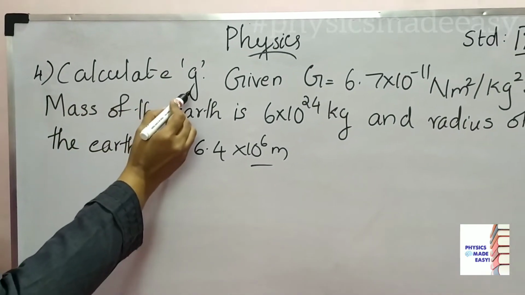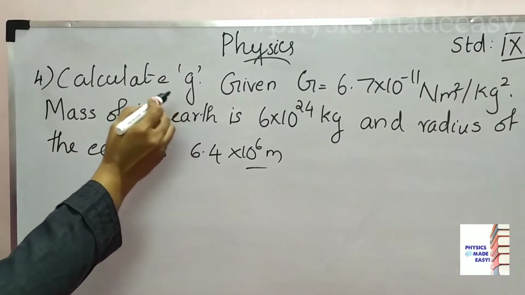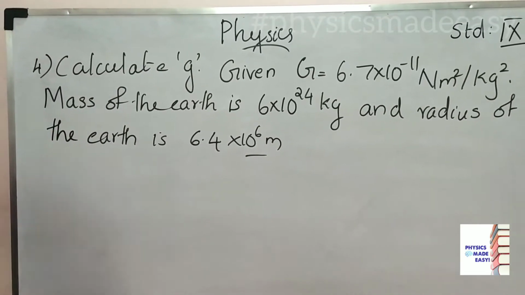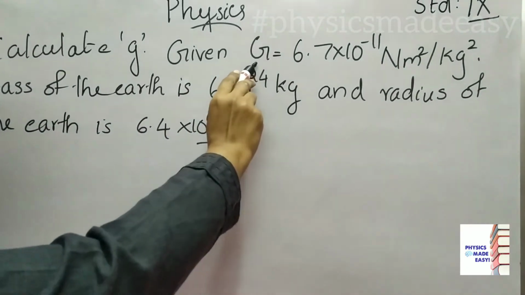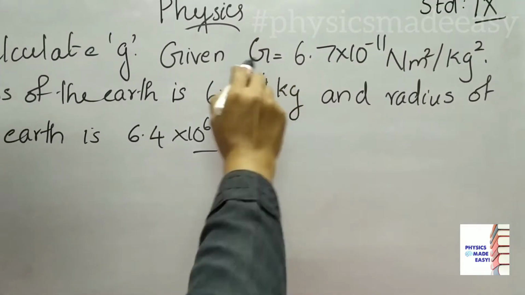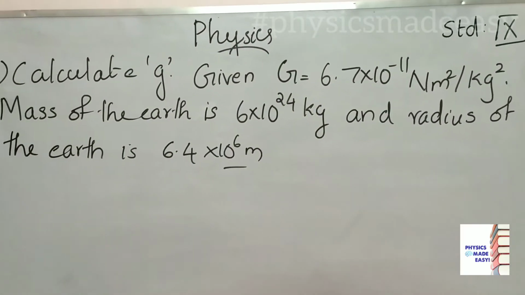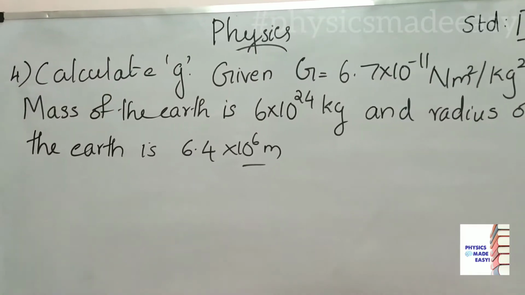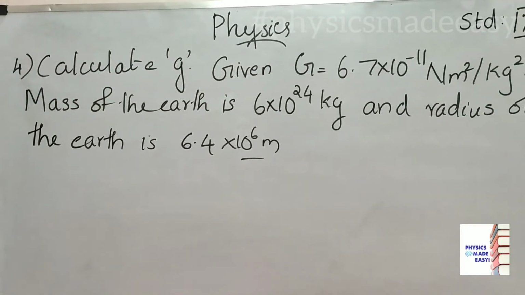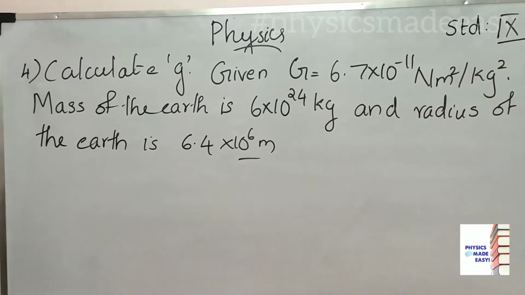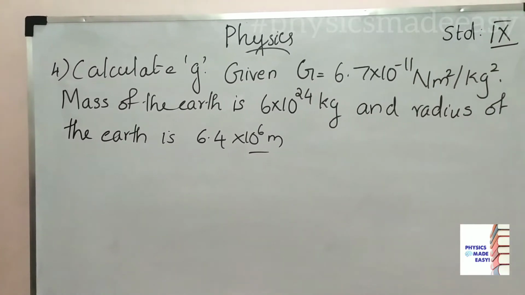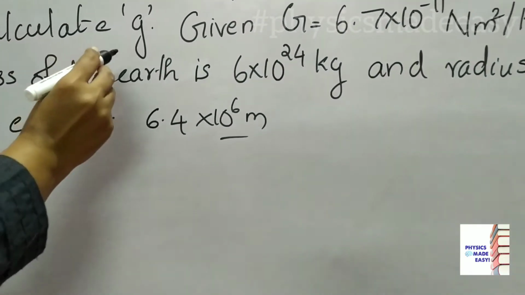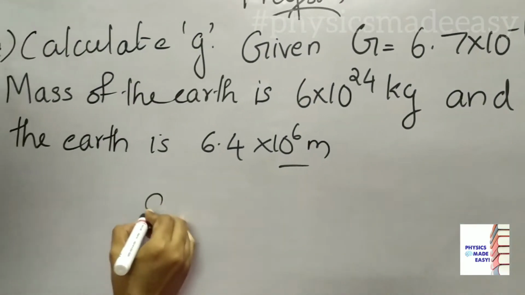Calculate small g, that means calculate the acceleration due to gravity. Given, capital G, the universal gravitation constant, is equal to 6.7 into 10 raised to minus 11 Newton meter square per kilogram square. Mass of the earth is 6 into 10 raised to 24 kilogram and radius of the earth is 6.4 into 10 raised to 6 meter. We have to find the acceleration due to gravity.